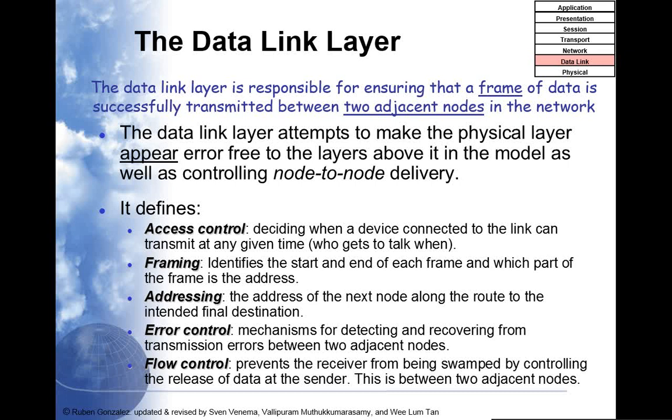And then flow control prevents the receiver from being swamped by timing the release of the data. So you don't send everything at once. If you've got a 10 gigabyte file, you don't send all 10 gigabytes in one lot. You might stagger that, send a little bit, see how that goes, send a little bit more. Depending on the algorithm, it may change how much you send over a certain time period. It may be a constant. It really just depends on how that's implemented. It might depend on how busy the link is, for example. You might send less when it's more busy. And this is between 2 adjacent nodes.